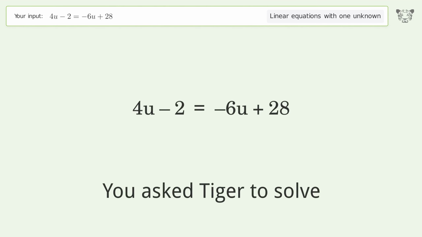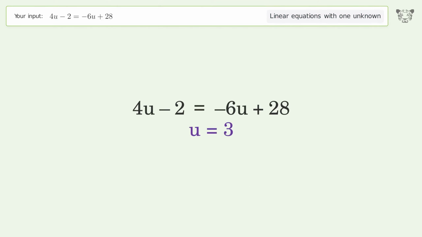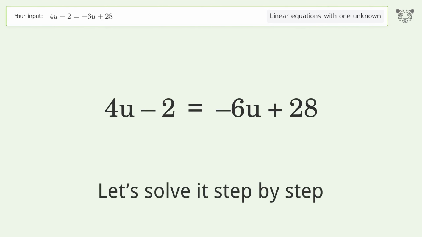You ask Tiger to solve. This deals with linear equations with one unknown. The final result is u equals 3. Let's solve it step by step.